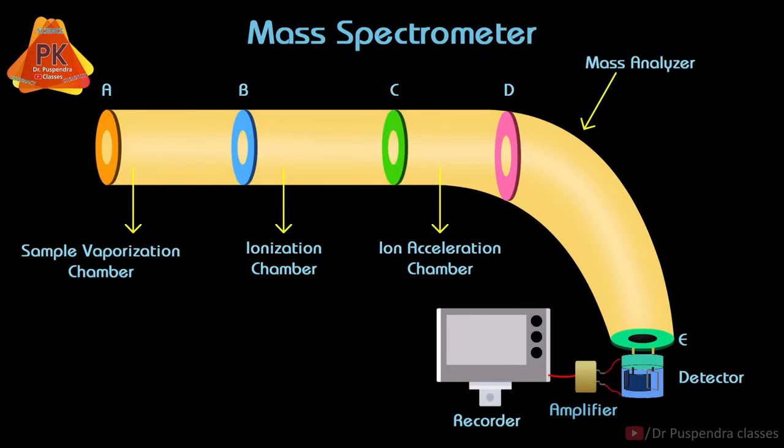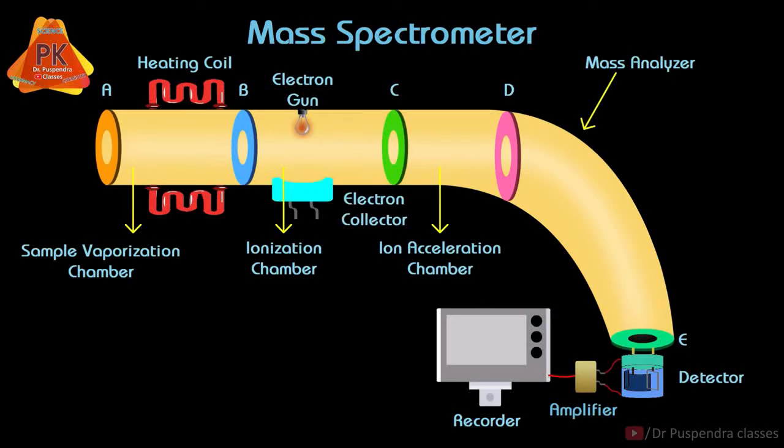Now coming to the first chamber. So here sample will be inserted, and in second chamber, that is sample ionization chamber, electron gun will be present in the form of tungsten filament. In this chamber electron collector will also be present, which will collect the electrons.